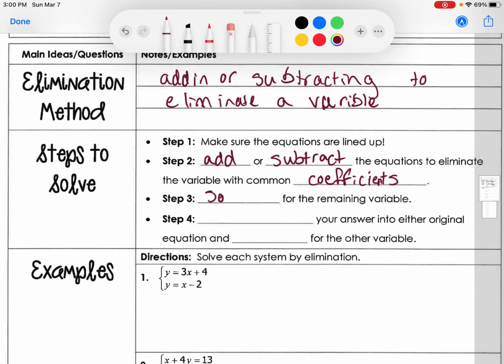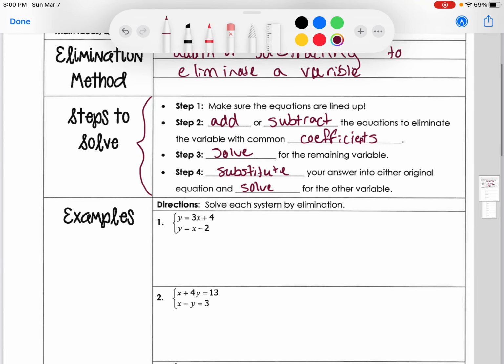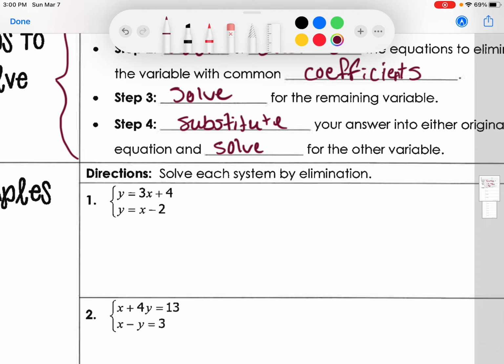Step 3, we have to solve for the remaining variable. Step 4 is to substitute your answer into the original equation and solve for the other variable. So we substitute your answer into the original equation, and then we solve for the remaining variable. If I was taking notes on my own, I would make sure I write these 4 steps, and then I would also put a couple of these examples that we're about to do.